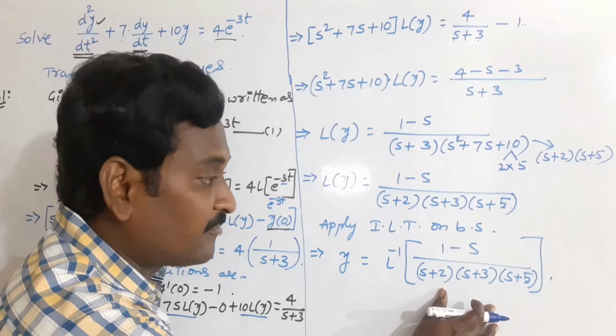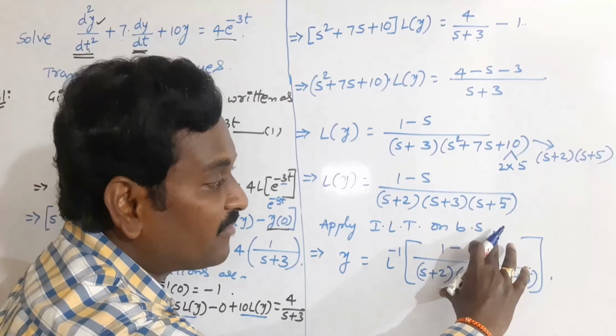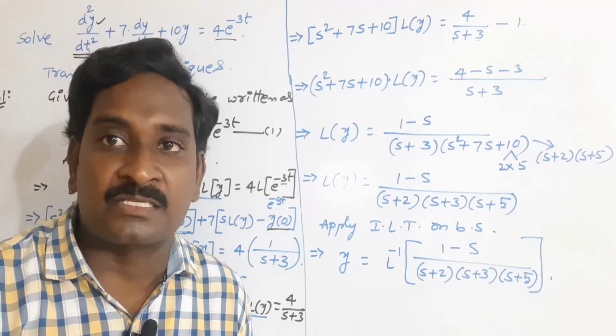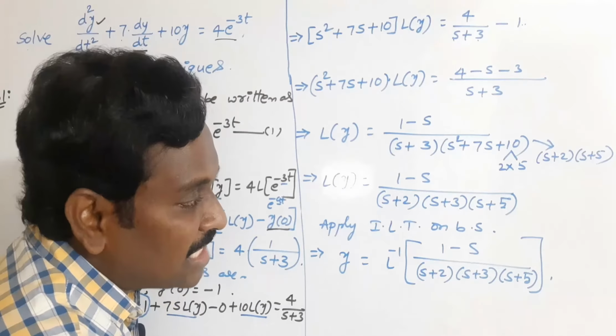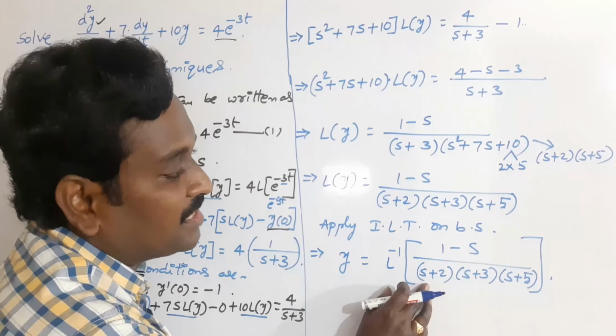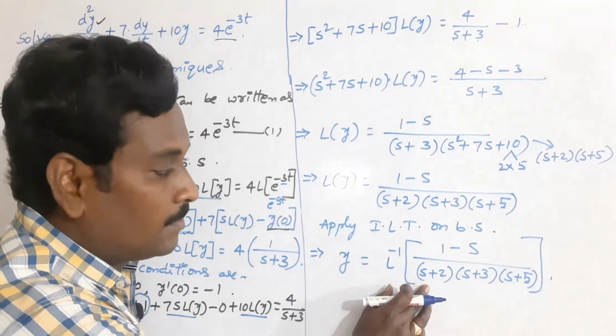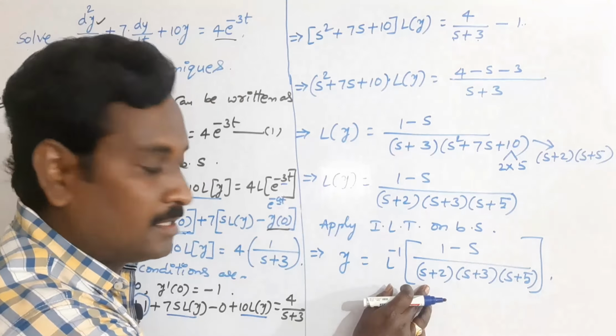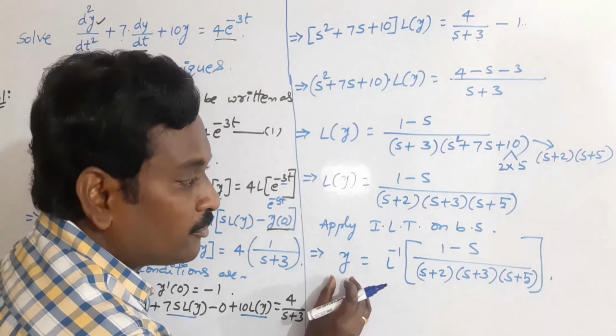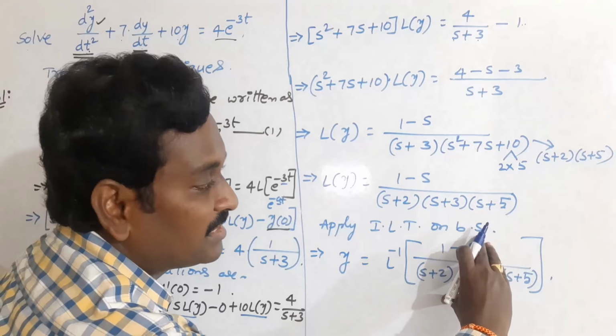Everybody knows that we can find L inverse of this type of function by using partial fractions. Clearly, partial fractions depend upon the factors of the denominator. All are linear factors only. So we are going to find the partial fractions of this function now.